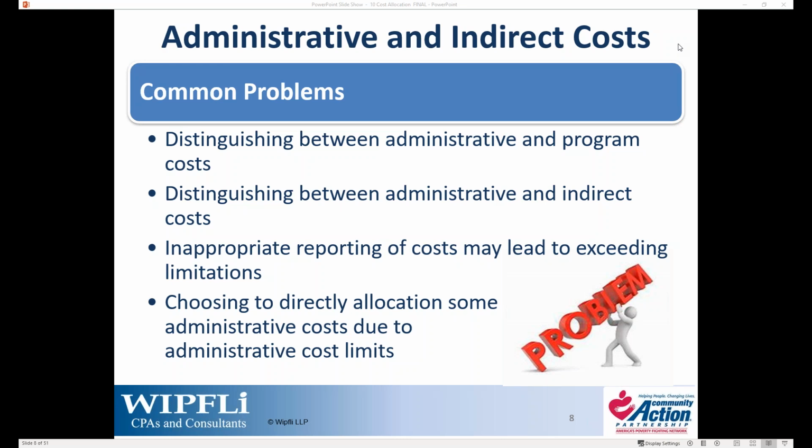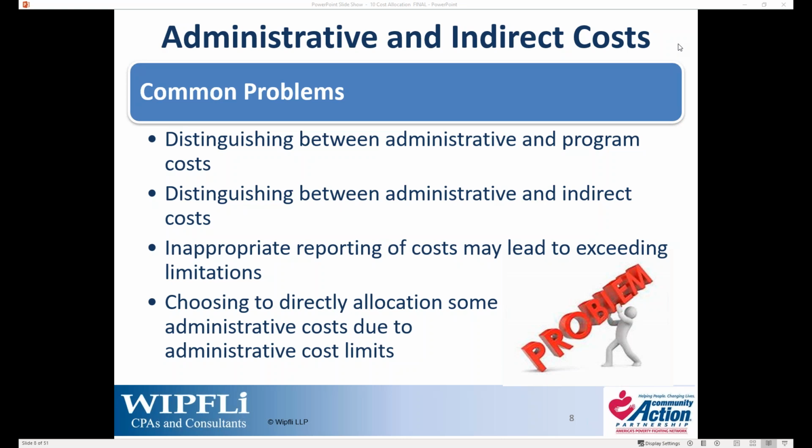Another problem that organizations have are inappropriate recording of costs that may lead to exceeding limitations. So many programs have a cap on how much administrative costs can be charged to the program. And keep in mind, what you have to put into that administrative bucket would be the program administrative costs, such as the program director, as well as the agency administrative costs, the portion of the executive director, the portion of the finance director, the IT, et cetera, as I mentioned before.